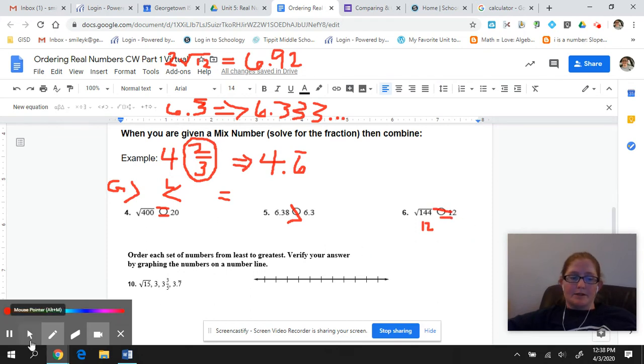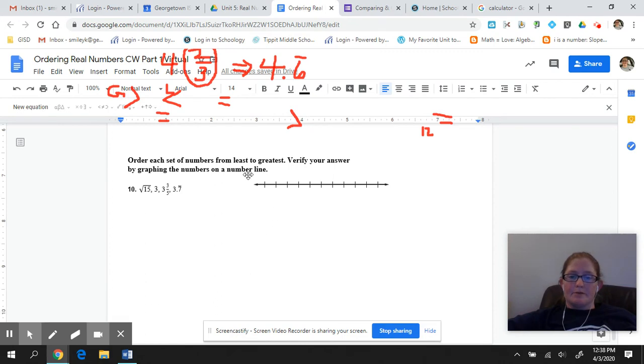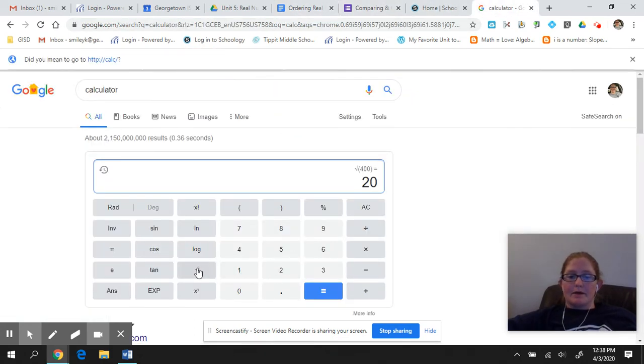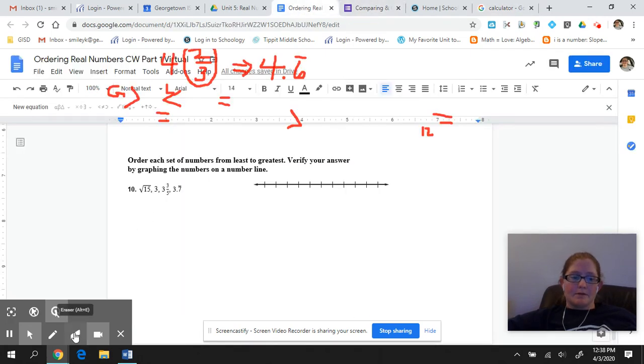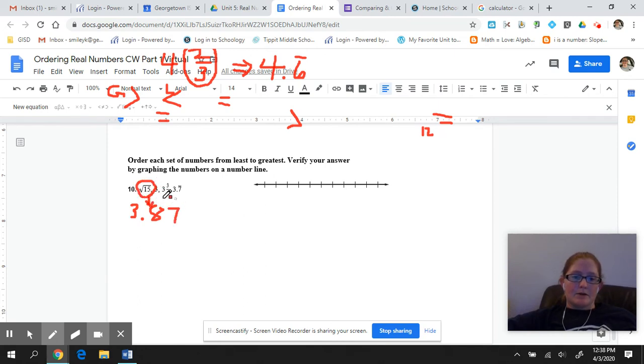The next thing you're going to be asked to do is to order them from least to greatest. So you would change square root of 15, and I would go to my calculator and take square root of 15 and get 3.87. So let me write that down. I'm going to order them from least to greatest. I don't have to do anything to the 3. I'm just going to figure out what 3/5 is, and by going to my calculator, I know that it is 3.6.